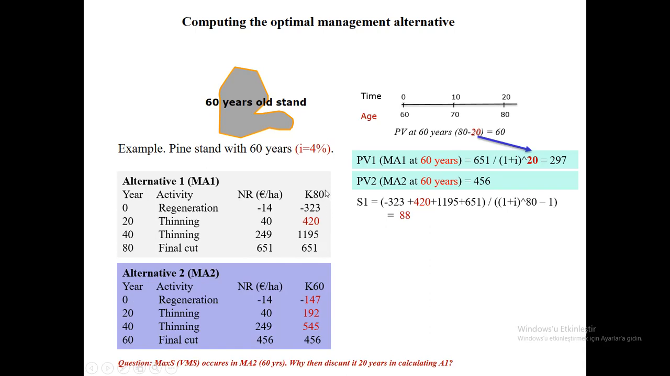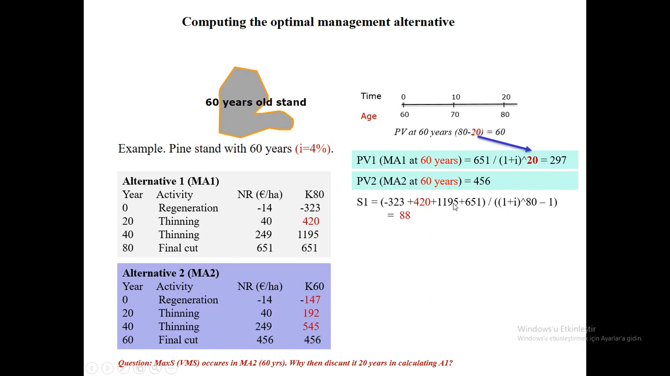Okay, then we'll have to just sum up. That means we have to subtract the cost from the revenue and get the net return and discount it to today. As you can see over here, one by one. S1, which is the soil expectation value for alternative 1, assumes the rotation period is going to be 80 years. So minus 323 plus 420 plus 1,195 plus 651.